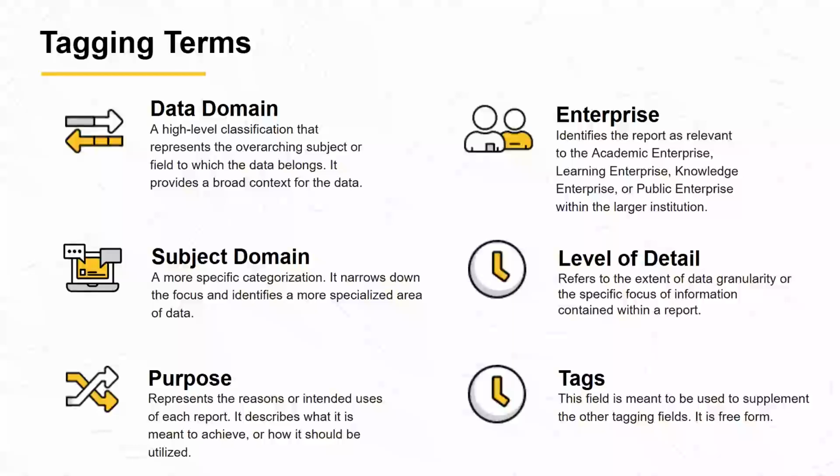So for an example, here are some of our categories of metadata. These are the overarching subject domain. So we have data domain, subject domain, purpose, enterprise, level of detail, and then just general tags. These are the different areas that you can filter for your reports. And all of that tagging is done by the individual who's publishing the report.